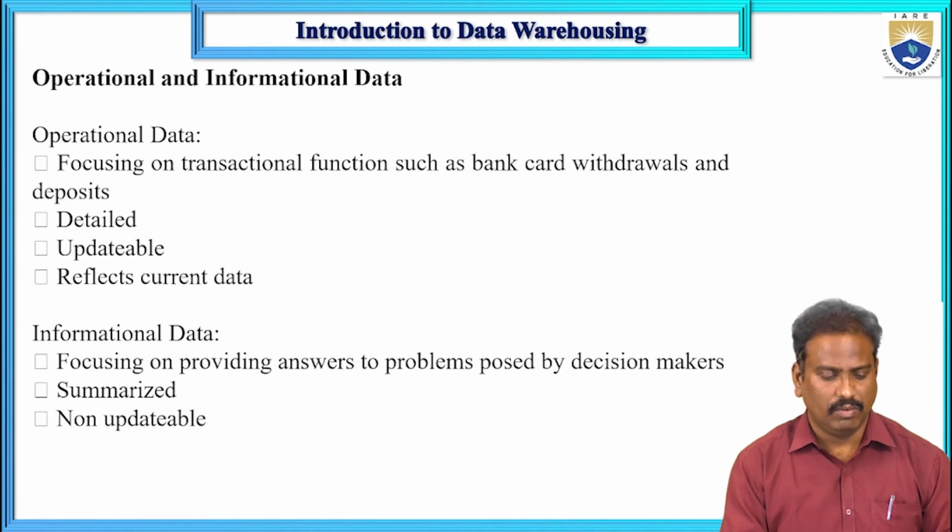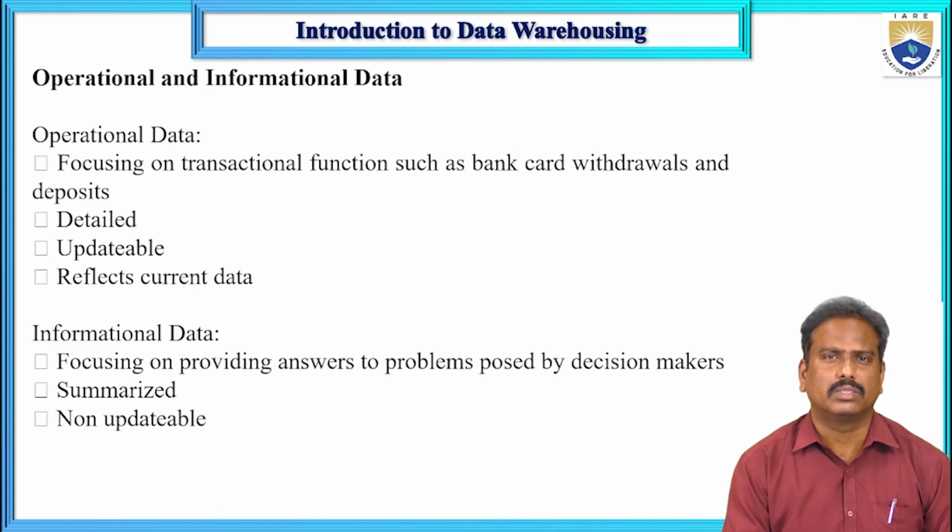Whereas informational data focuses on providing answers to problems posed by decision makers. Whoever is going to take the decisions poses some questions. Suppose I need to know the sales of a particular item. I just pose a query to the data warehouse and it will get the data which is already there. So we call it historical data, past data, which is in a summarized format.